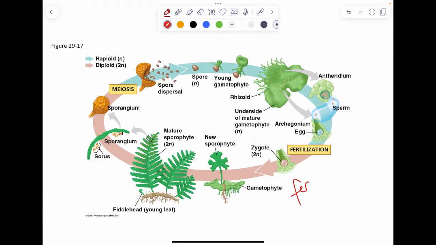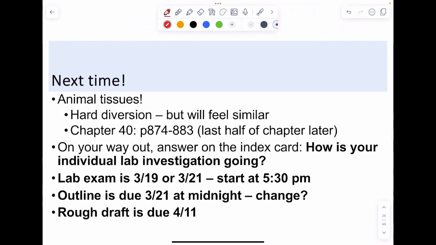This would be for a fern, where we see about a 50-50 split between the gametophyte generation and the sporophyte, although the sporophyte in this case is much bigger than the gametophyte. Next time, we're going to switch over into animals.